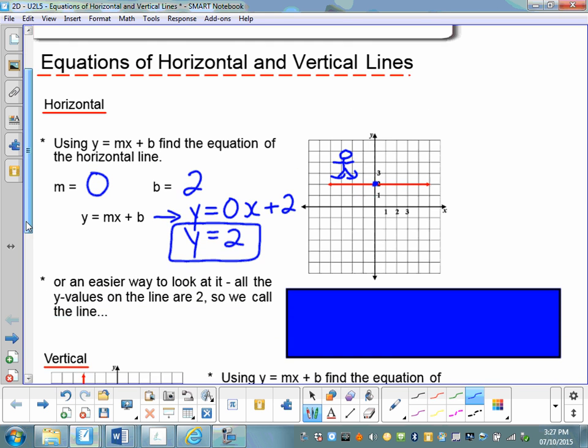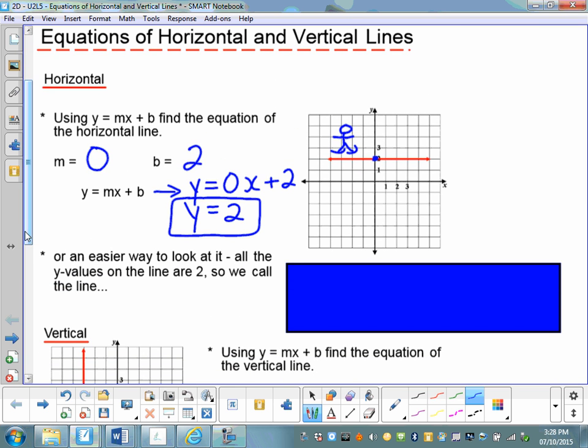Another way you may want to consider it is, if you look at that red line there, every y value on that line, so if we talk about each of these points on that line, every point has a y value of 2. So y is always equal to 2.